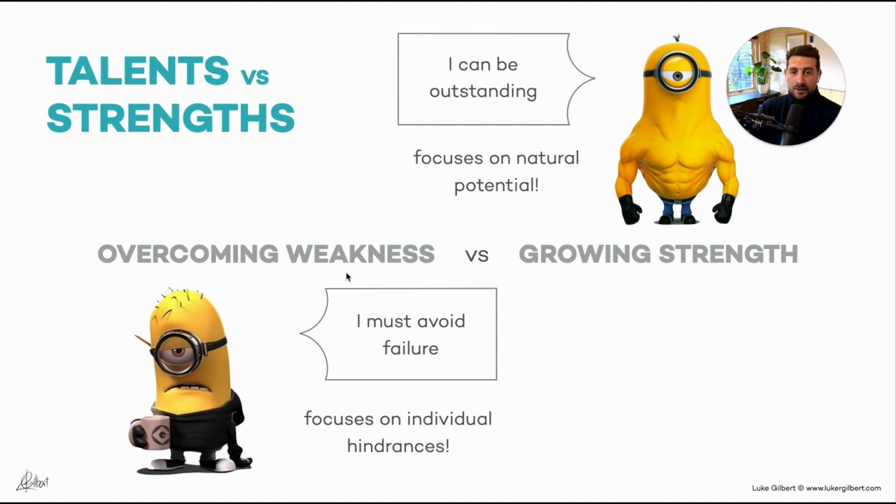Now, there's a lot wrong with that, and we're going to go into it, but a strength-based approach is very, very different. It is saying, where can I be outstanding? And it focuses on natural potential. If you look at all the people who've made history, all the people who've really made a dent in the world, none of them have been doing it by trying to overcome their weaknesses. They've all done it through becoming outstanding in a very specific way. They haven't been all-rounders. They've been outstanding and very niche in a very specific way.